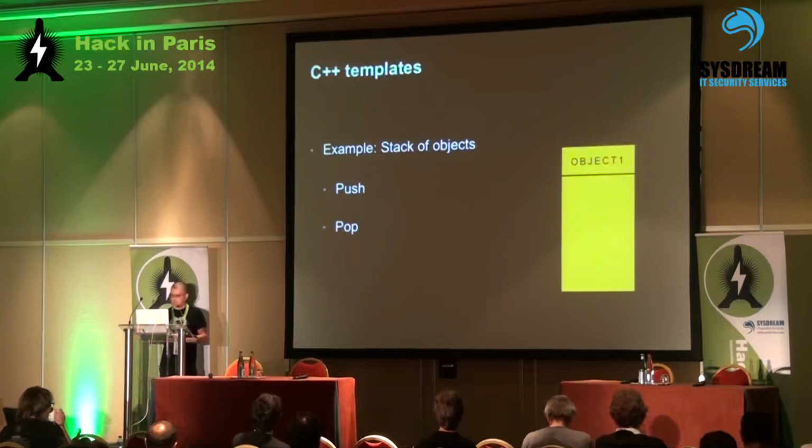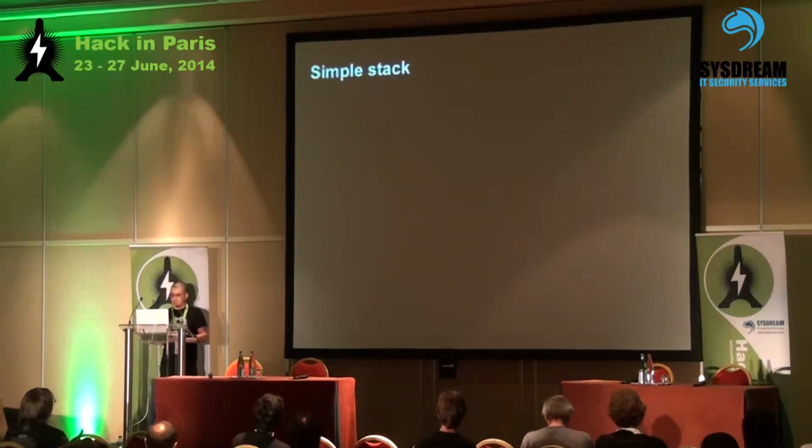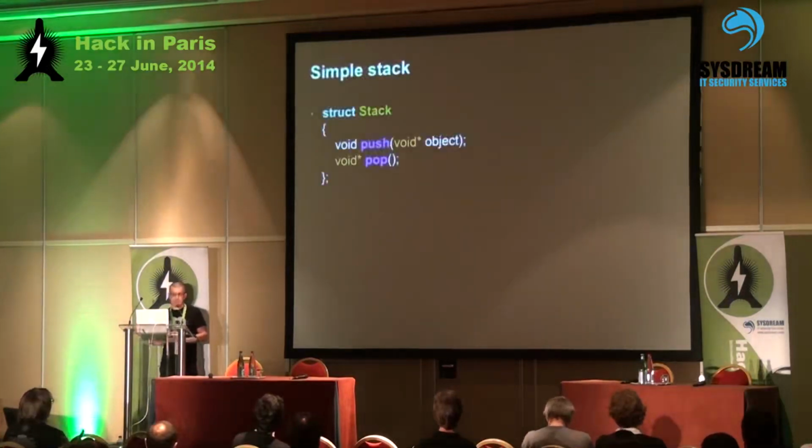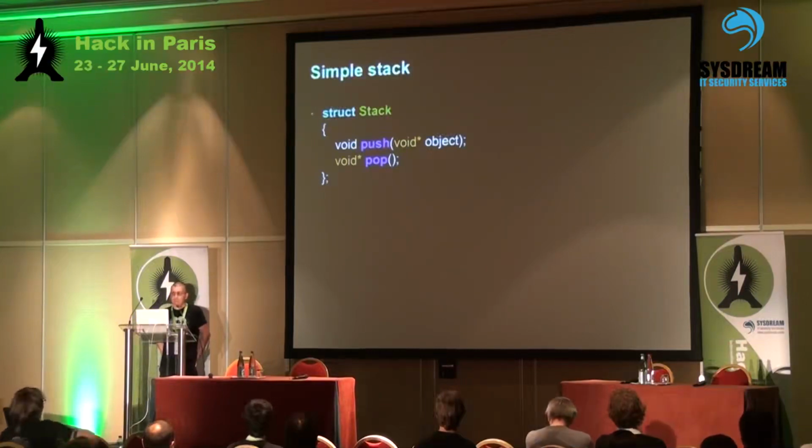So if I try to make a class representing a stack of anything, I'm declaring my class with struct. It's almost the equivalent of class. And I have two methods, push and pop, and you need to pass the object as a parameter. I want to make only one implementation, so I have to accept anything, so I put a void pointer. A void pointer is a pointer to anything.